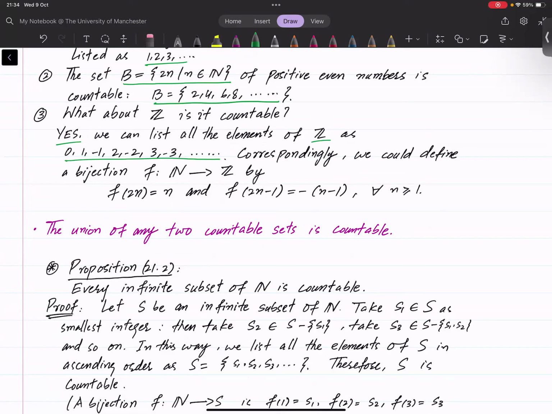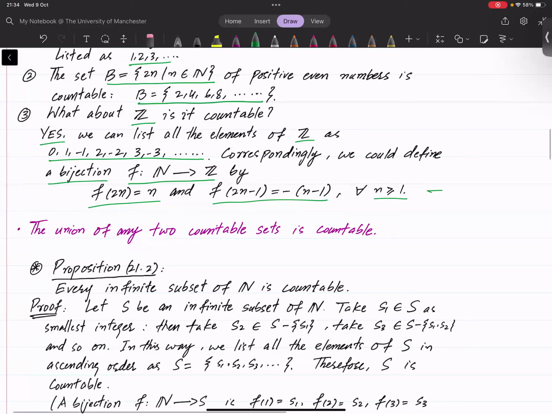Z is countable, and we can list all the elements of Z like this. Correspondingly, we could define a bijection from natural numbers to Z by sending all the even numbers to n, and all the odd numbers to minus n minus 1, for all n greater than or equal to 1. That's how we say that Z is countable.